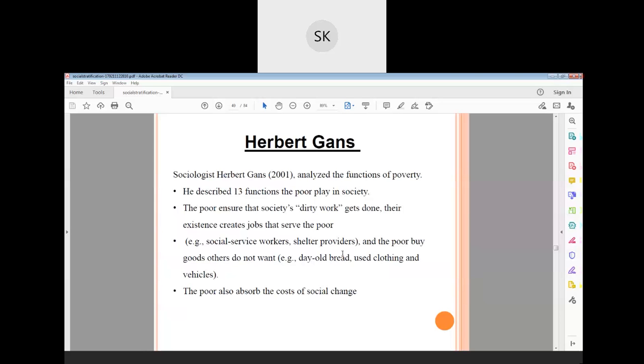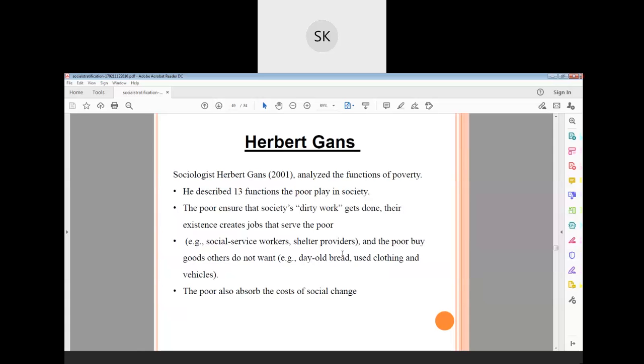The poor also ensure that society's dirty work, such as garbage cleaning and street cleaning, gets done, by creating job opportunities for them. And they have to do that because they are discriminated against like this, right? This is what Gans said in 2001 about how stratification happens: dirty work has to be done by the poor. Why can't the richest people do it? Is there anything written that only poor people can do it? It is because they don't have money to run their own lives.